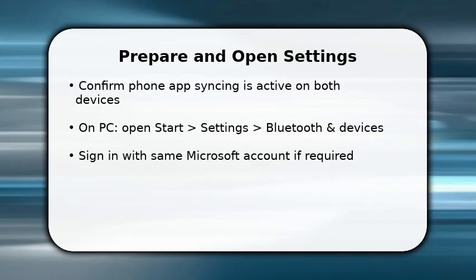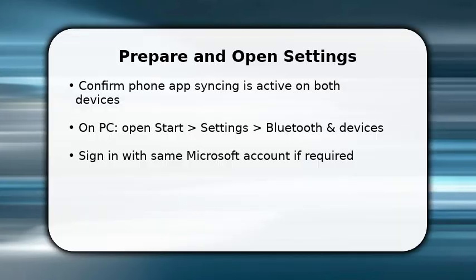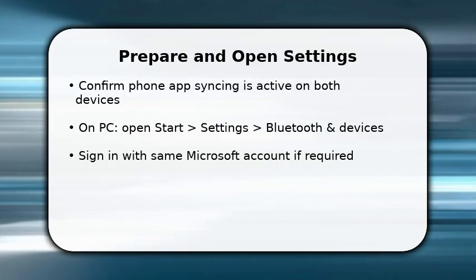You'll start by preparing both devices. Make sure the PhoneLink app is installed and signed into the same Microsoft account. On Windows 11, open Start, choose Settings, then Bluetooth and Devices to locate PhoneLink. Once there, click PhoneLink to view paired phones.